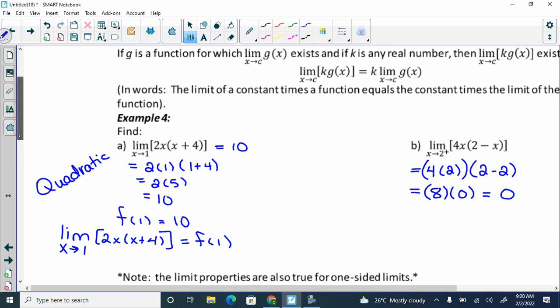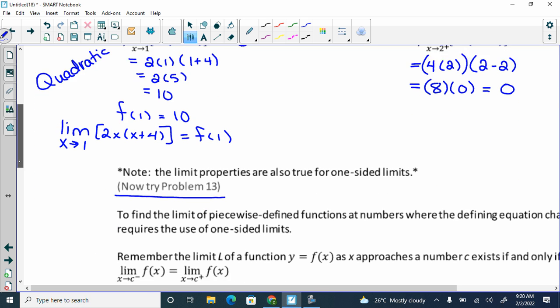Did I have other tries before this? That's our problem 13.